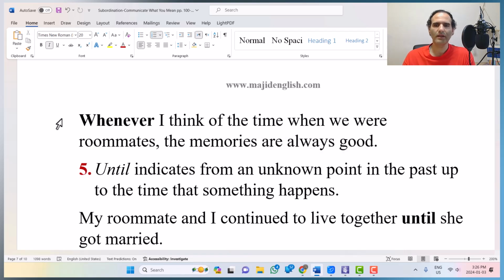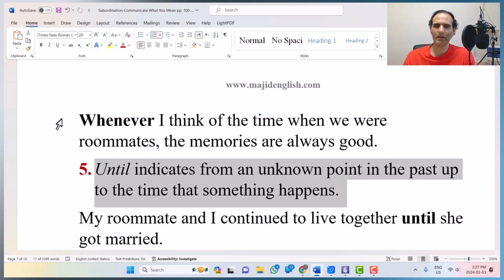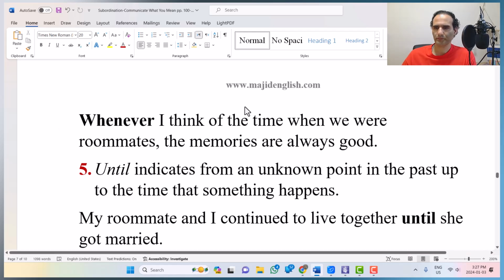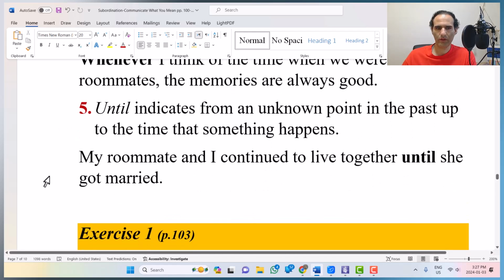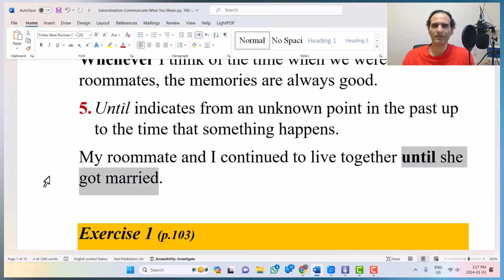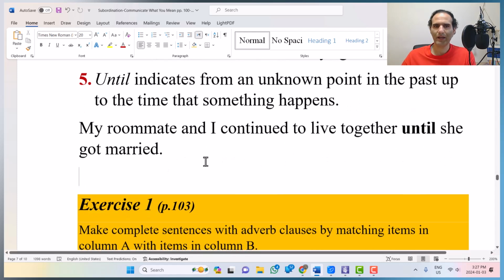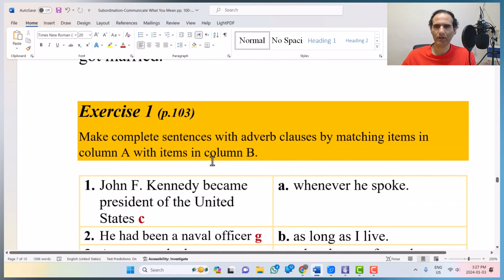Not difficult. Until. It means from a point in the past to some specific time in present, or even in the past. My roommate and I continued to live together until she got married. So from some time in the past to that point. So these were some sentences about adverb clause markers of time.